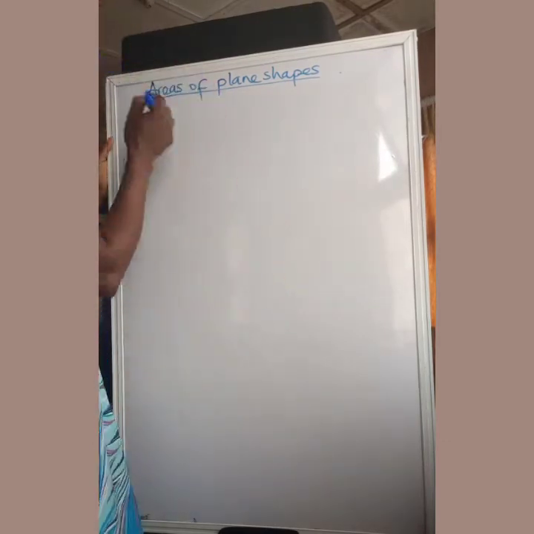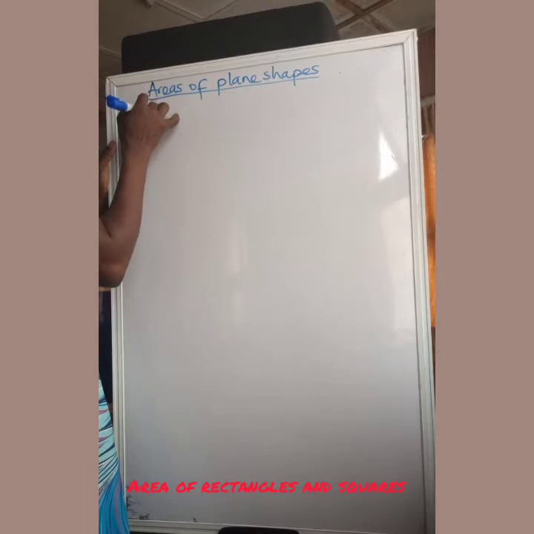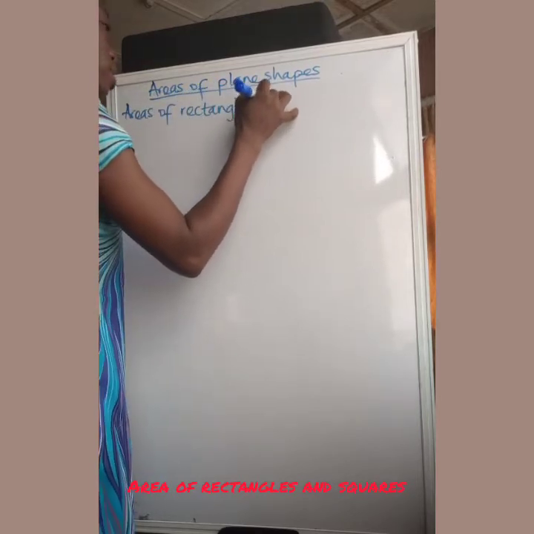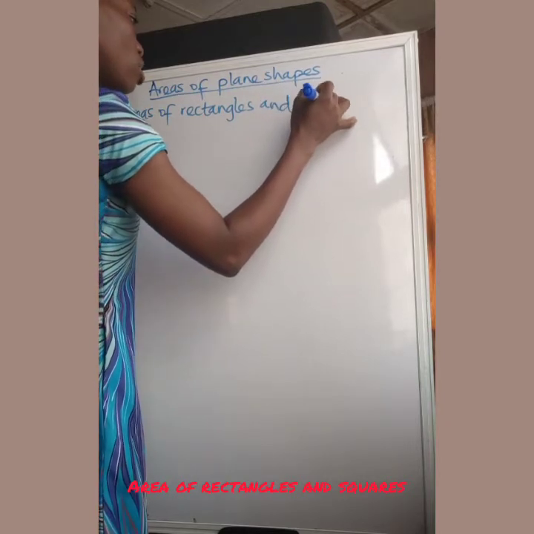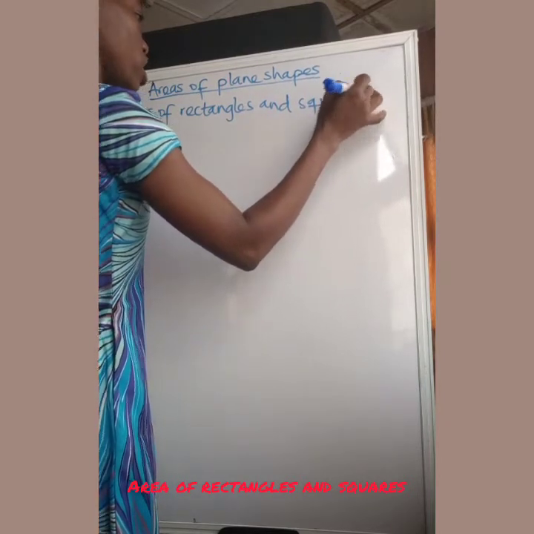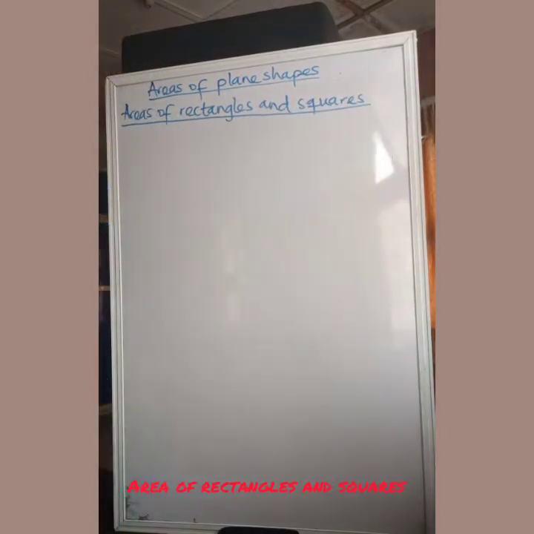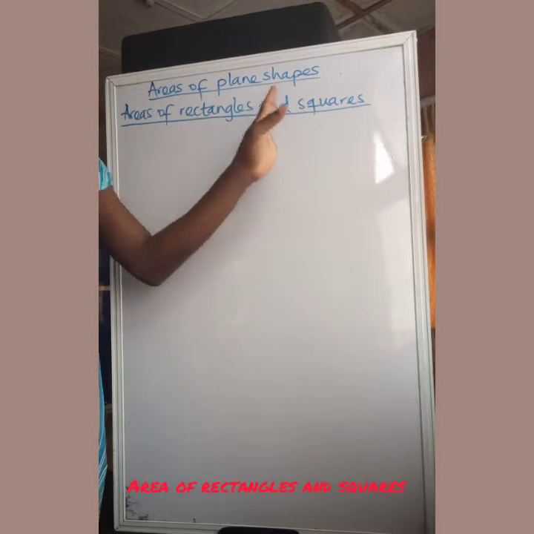Rectangles and squares. Areas of rectangles and squares. Now, in one of my videos we've talked about the perimeter of rectangles and squares, the perimeter of parallelogram, and the perimeter of circle. So today we'll be moving to area of plane shapes, and we'll be starting out with area of rectangles and squares.